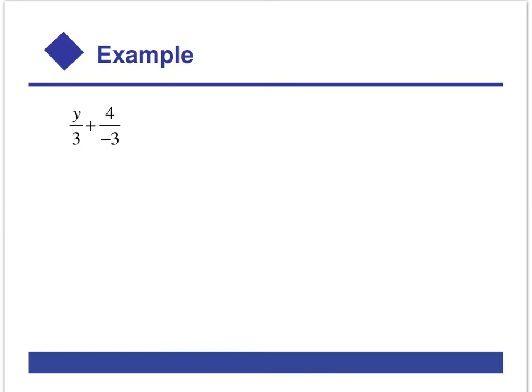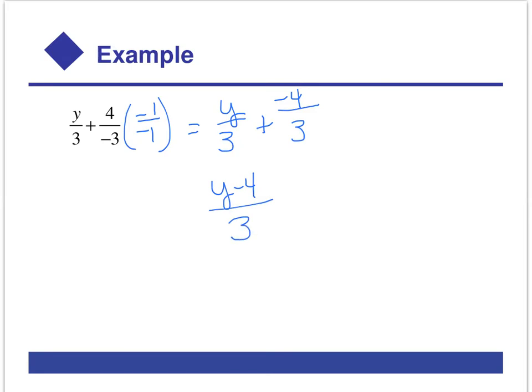So let's look at this one. We have y over 3 times 4 over negative 3. So if we go in here and we just multiply the top by negative 1 over negative 1, we get y over 3 plus a negative 4 over a positive 3, because a negative times a negative. And then we gather anything that we can together. If we can't, we just simply write it as y minus 4 over 3, and that is our final answer.